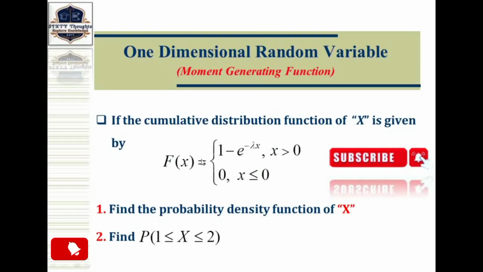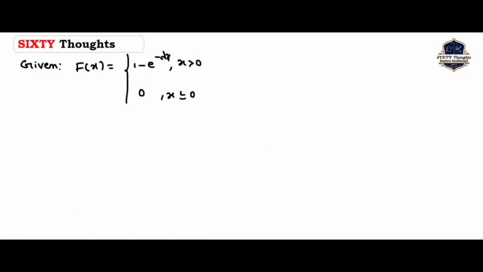Okay, so using the cumulative distribution function, we are going to find the probability density function. Once we get the probability density function, using that function we are going to find the second one, the probability of 1 less than or equal to x less than or equal to 2. So here capital F of x is given, right? So using this, first we are going to find the probability density function. So how to find the probability density function?